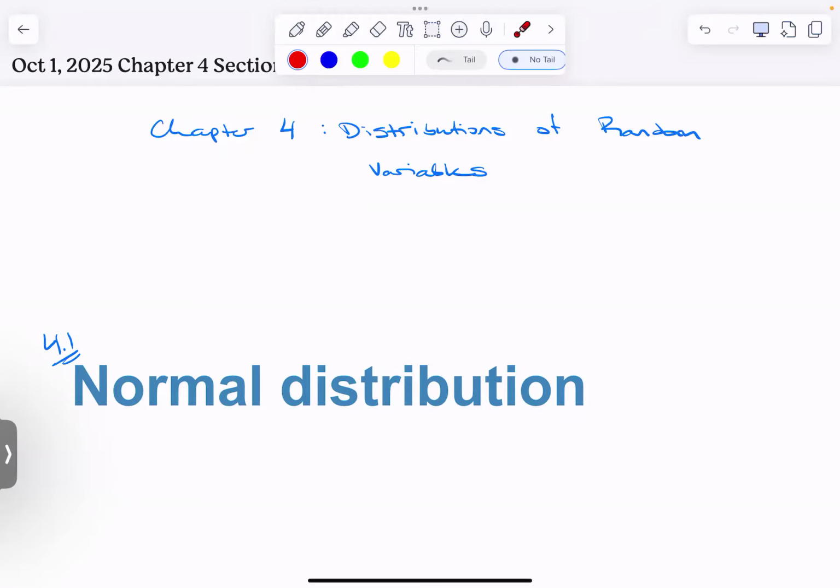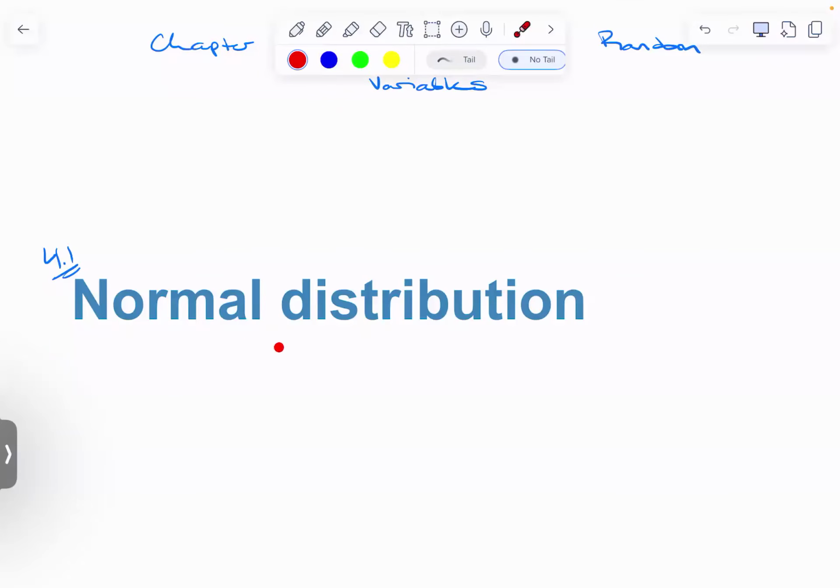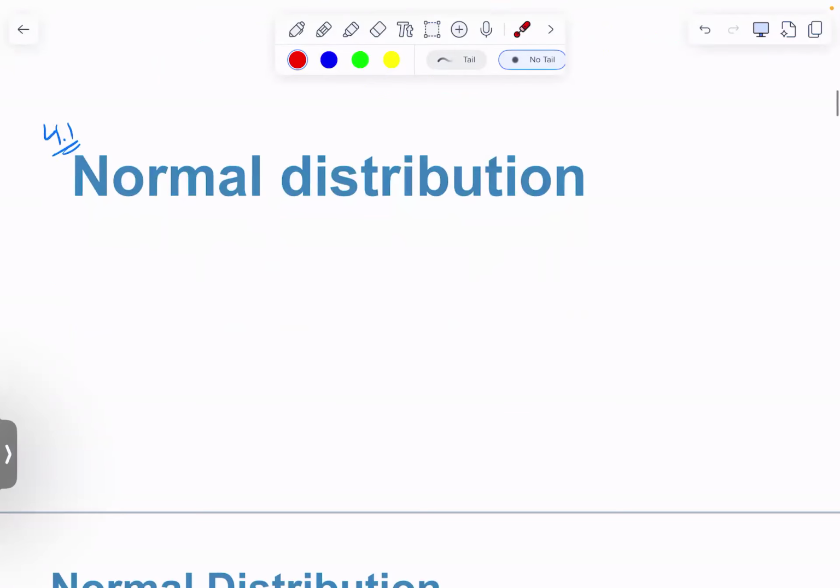Today, we get into sort of getting close to my favorite part of the course, which is chapter 5 and onwards. But 4.1 builds the foundation for everything that we need for the rest of the course, okay? And there are other sections in chapter 4 where we talk about distributions of random variables, but of all those different distributions, the normal distribution is going to be the most important one. What do we know about the normal distribution already?